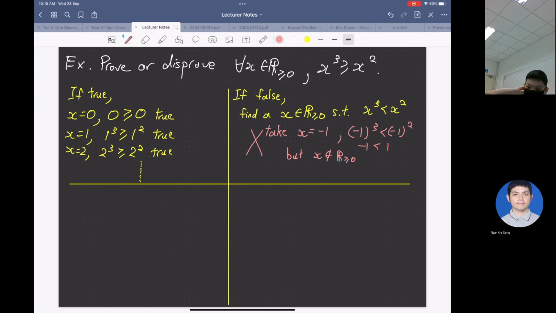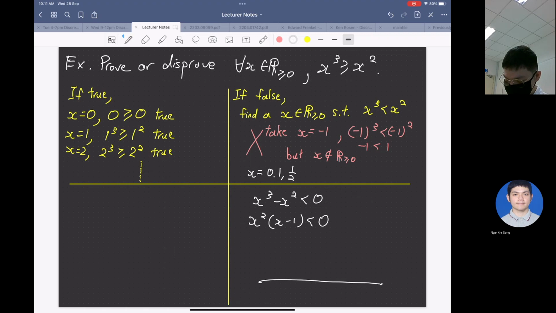So can anyone find some x or not? Huh? What? 0.1, 1/2. Okay, I heard the same thing. I heard 0.1. Okay, take 0.1 or 1/2. So how to verify this? I'm not sure you still remember or not. I think in your high school you learned something like this. And then you factorize.